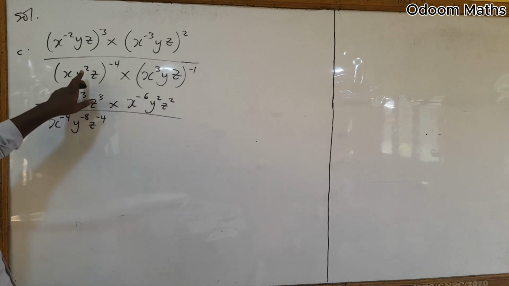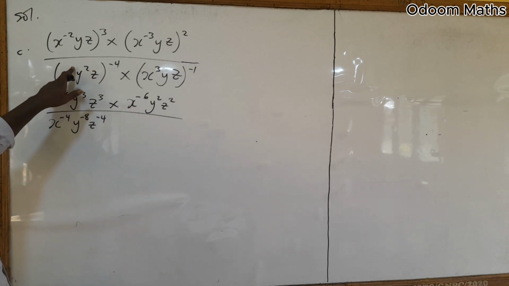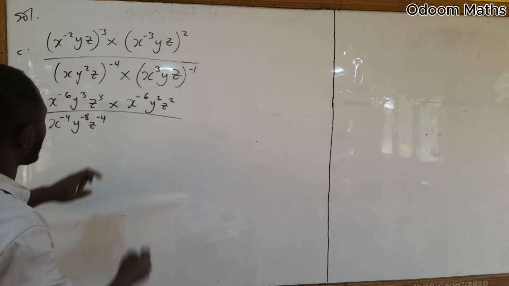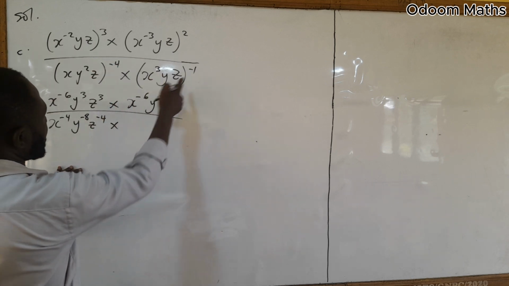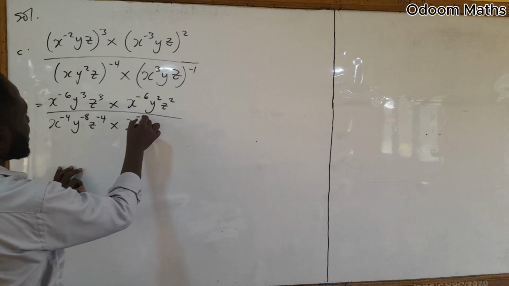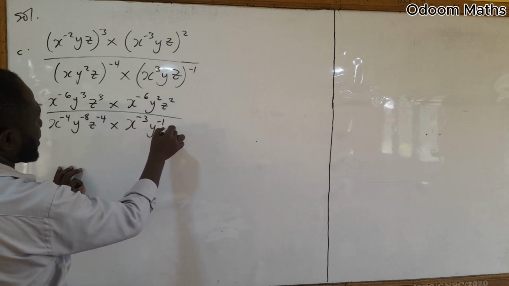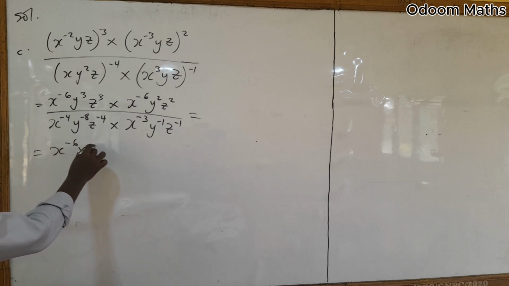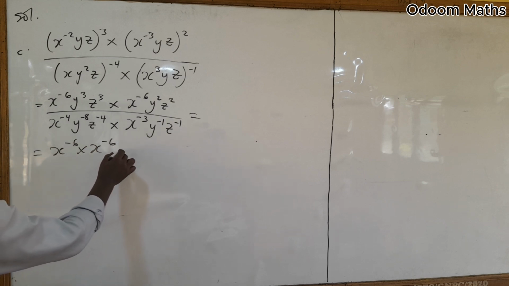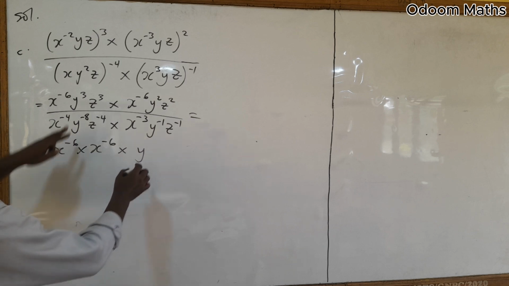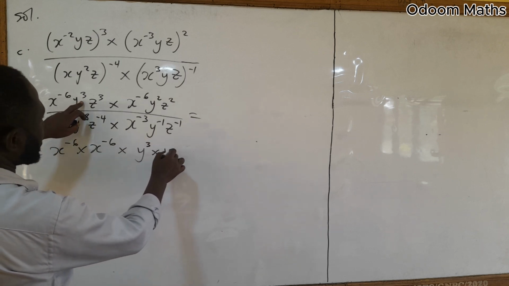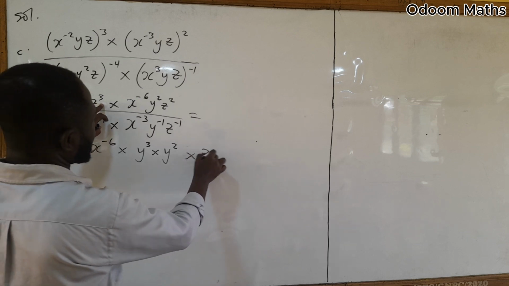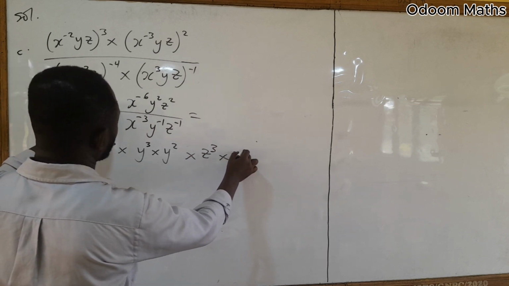Hope you are following. So this time, this is negative 8. This is having 1 times negative 4 is negative 4. And then this is also having 1 times negative 4 is negative 4. Times, then here, this and this becomes x to the negative 3, y to the negative 1, z to the negative 1. So x to the negative 6 times x to the negative 6, then times y to the 3 times y to the 2, times z to the 3 times z to the 2.